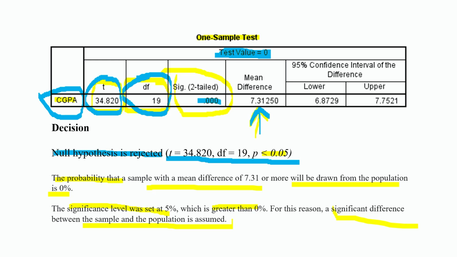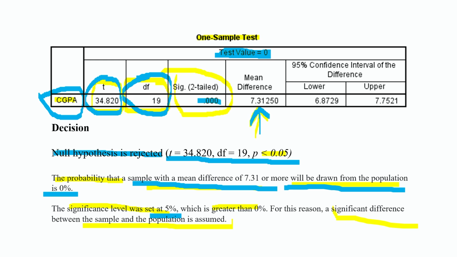Now, I have given the explanation below because the score 0.00 is less than 0.05. Hence, the probability that a sample with a mean difference of 7.31 or more will be drawn from the population is 0%. So, this 0% is greater than the significance level that we get, that is 5%. So, for this reason there is a significant difference between the sample and the population assumed.